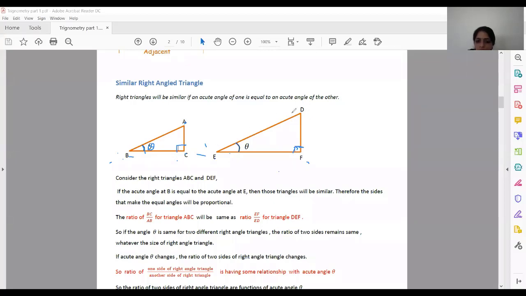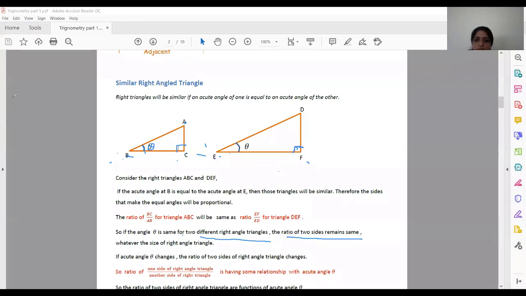like BC upon AB and EF upon DE will be the same. Again I repeat, in two right angle triangles, this is a right angle, it means one angle is already fixed, it is 90. Of the remaining two angles, if we compare with each other triangle, and both angles are the same, then the ratio of BC upon AB and EF upon DE are both the same. So if the angle is the same for two different right angle triangles, the ratio of two sides remains the same.